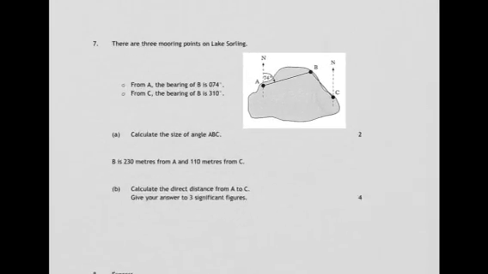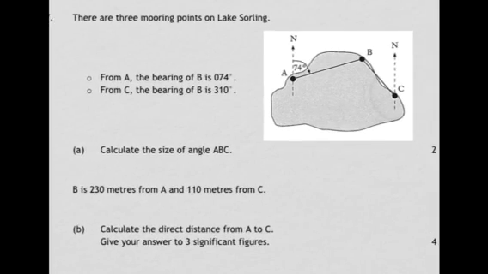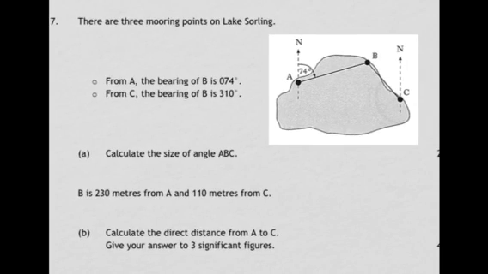Question 7. Okay, there are 3 mooring points in the Lake Sorling. Bearing of the first one is 74. From C, the bearing of B is 310. Okay, so the angle right round here to that line is 310. We have to calculate the size of angle ABC.